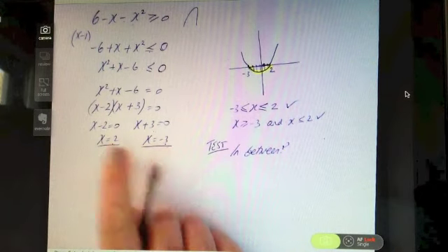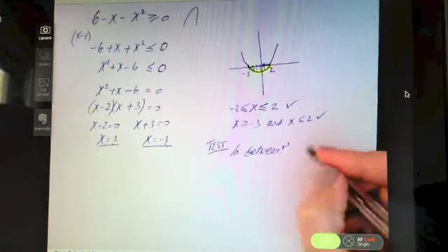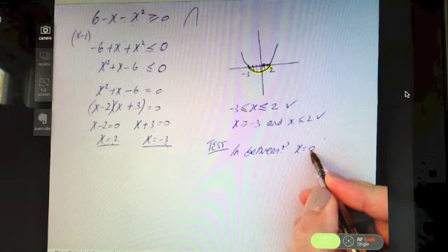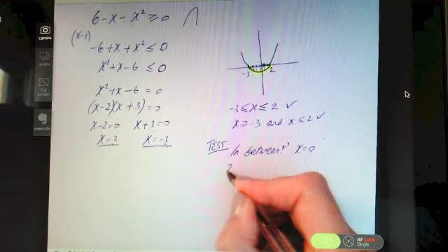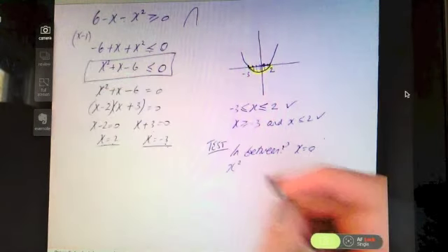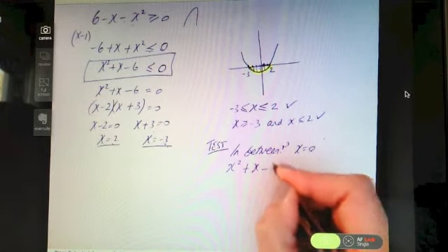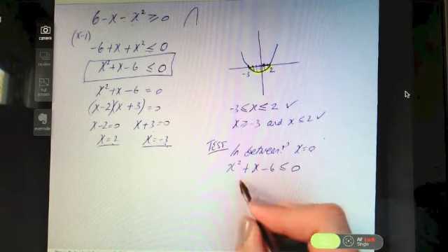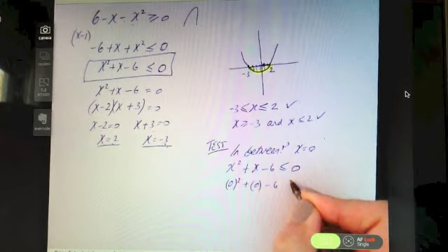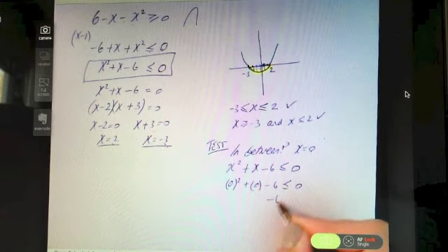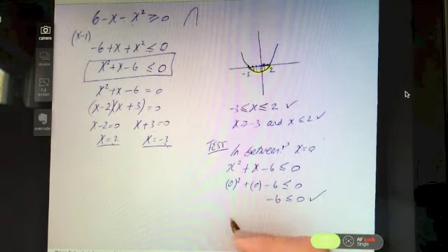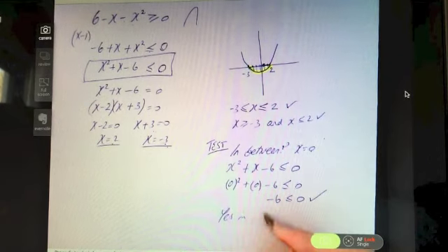So what is between 2 and minus 3? So x equals 0 is a nice easy value we could test with. So again, going back to the inequality that we're working with. So if x is 0, then we get minus 6 is less than or equal to 0. And that is true. So therefore, yes, it is in between the roots.